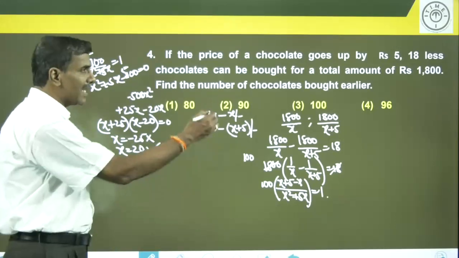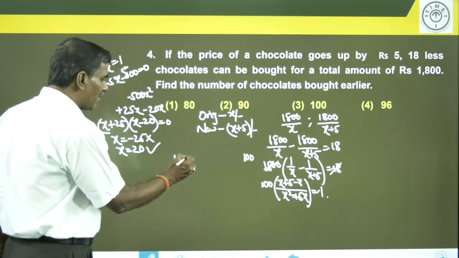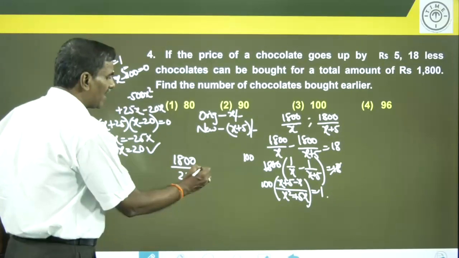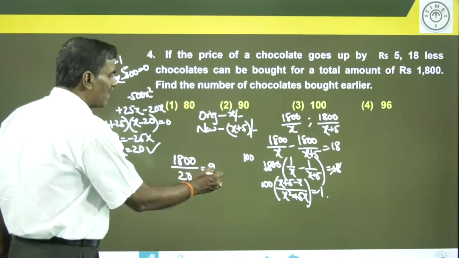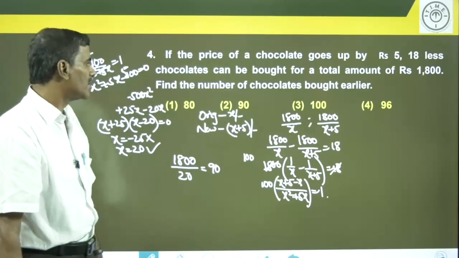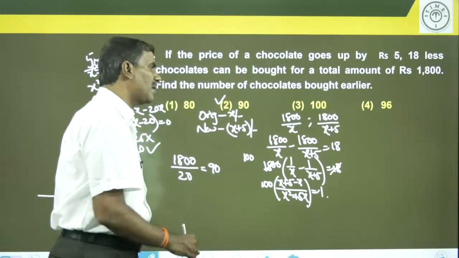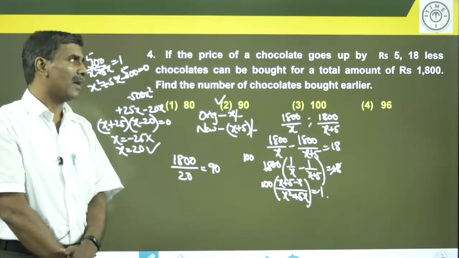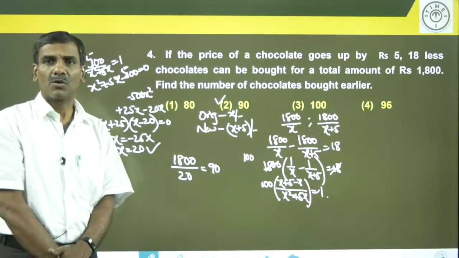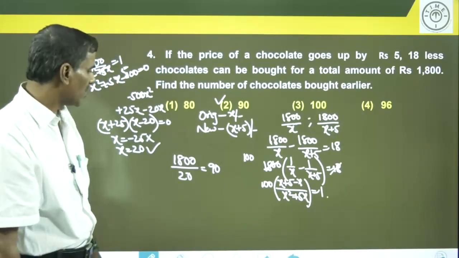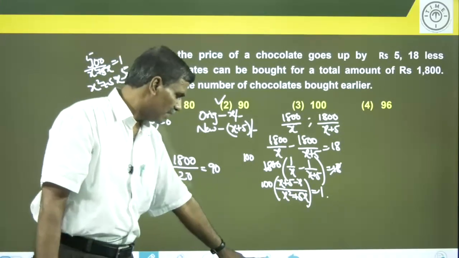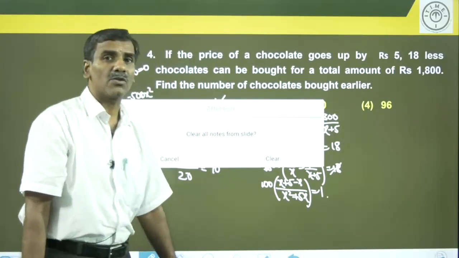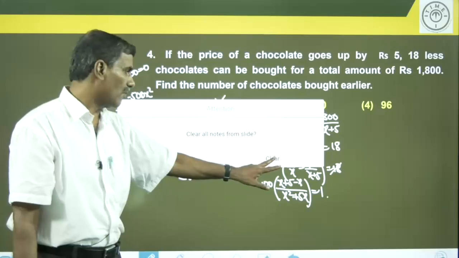So 1800 is the amount that we are having, and we are having basically how much as the price per each chocolate? 20. That means 0 0 cancels, 180 by 2. That is nothing but 90. So how many chocolates can be bought originally means 90 chocolates can be bought with the given original amount. So that is what is the question. So let's focus on a slightly time consuming question, but this is one of the standard questions that we can look at when we are having word problems on quadratic equations.